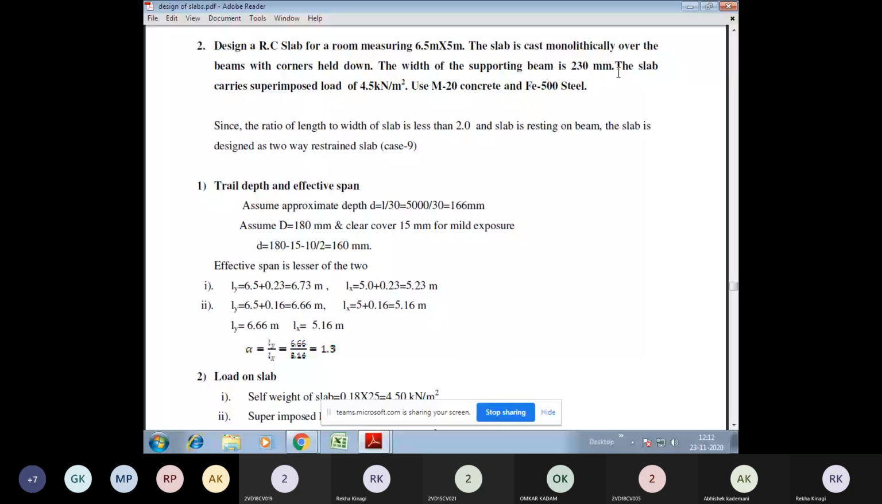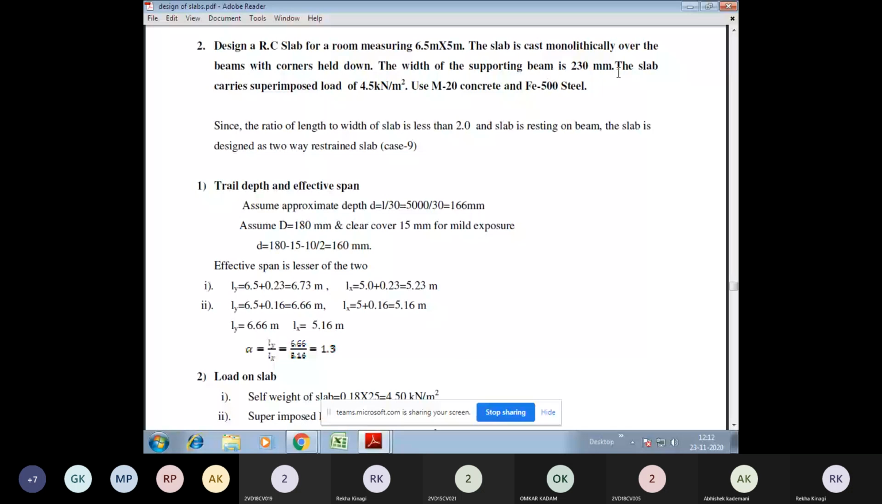Hence we can say that the slab is to be designed as one-way slab. Sorry, two-way slab, since the ratio of Ly by Lx is less than 2. Even if it is equal to 2, we are going to proceed with the design of two-way slab only. Only if Ly by Lx ratio is greater than 2, then we proceed with the design of one-way slab. And here the slab is resting on the beam and the slab is designed as two-way restrained slab. Two-way restrained slab. Why restrained slab?